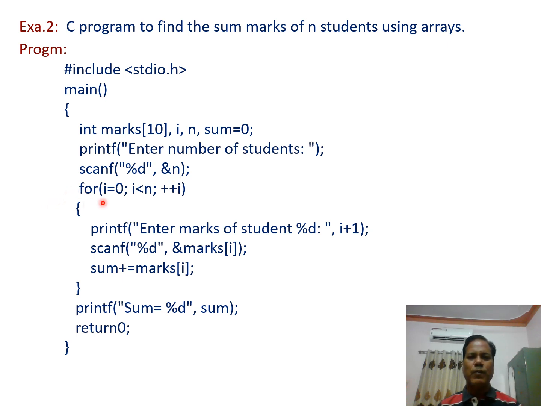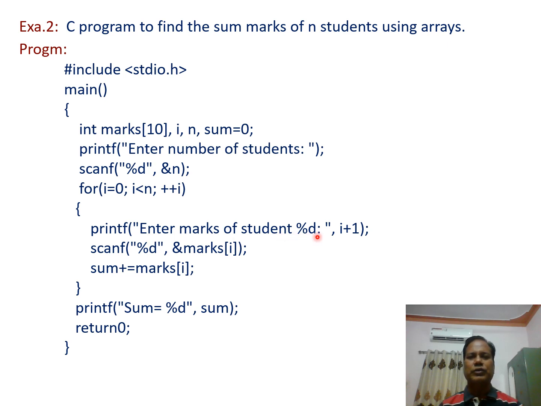Then we use the for looping statement. Here i = 0, the initial value of i, the counter variable, is set as 0. i less than n. This n should always be at most 10, because we can store only 10 integer values, so whatever its value, maybe 2, 3, 4 up to 10. Then printf "Enter marks of the student %d", i + 1. So here 1 is printed.